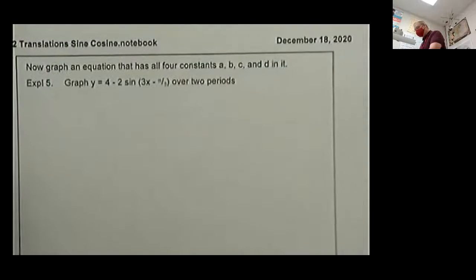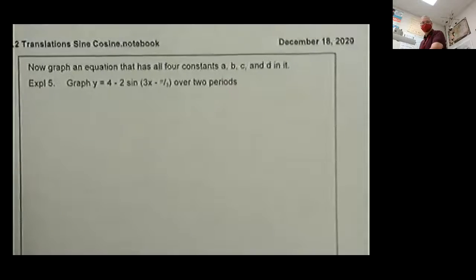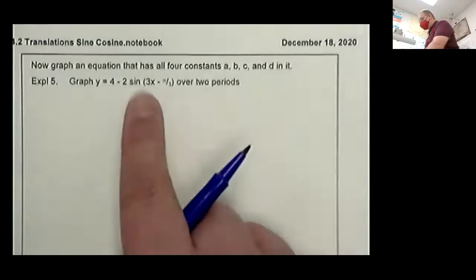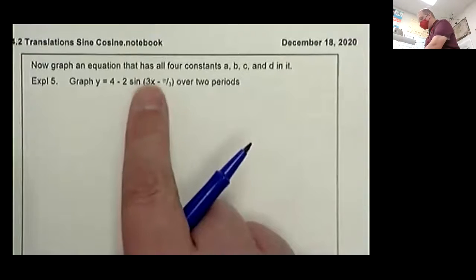Graph the equation that has all 4 constraints, A, B, C, and D in it. So we're going to graph y equals 4 minus 2 sine of (3x minus pi/3) over 2 periods. The first thing we want to note is we need to factor out a 3 to get the coefficient of x to be a 1.